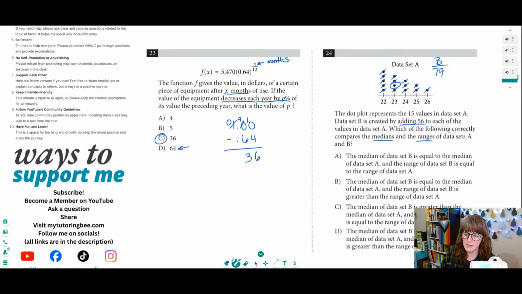The median of data set B is equal to the median. Okay, that one's already out because the medians are not equal. The median of data set B is equal to the median of data set A. Nope. The median of data set B is greater than the median of data set A. That part's true. And the range of data set B is equal to the range of data set A. That is true. And then for D, the median of data set B is greater. That's true. And the range of data set B is greater. Not true. The range would not be greater. The range would be the same. So we're looking at C for that one.